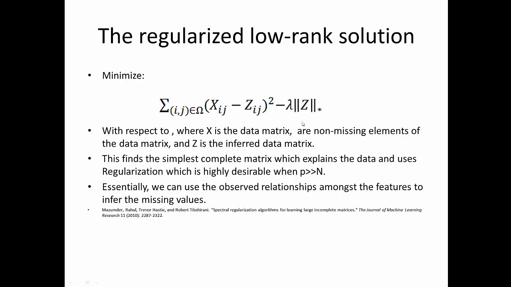So we're modifying the dimensionality reduction technique to only use the values that we know, which are represented here as omega. So this is our original data, and this Z is a low rank approximation to the original data, which is constrained, regularized to have a low rank.